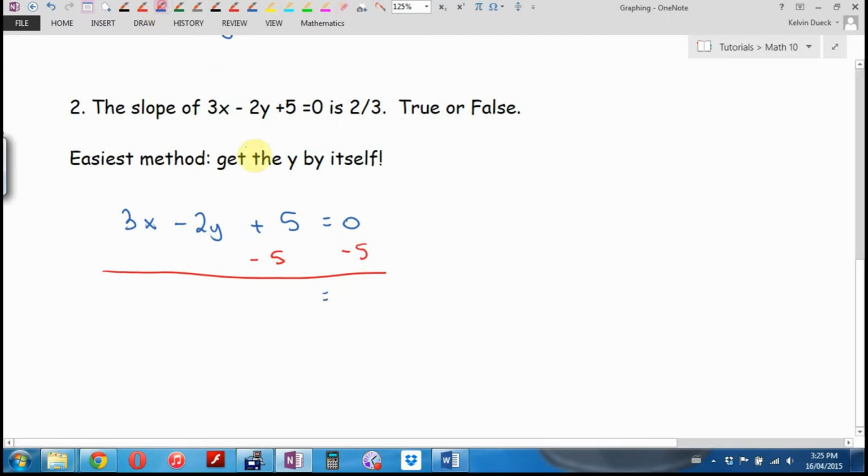Here, right? Plus 5, minus 5, nothing. 0, take away 5.